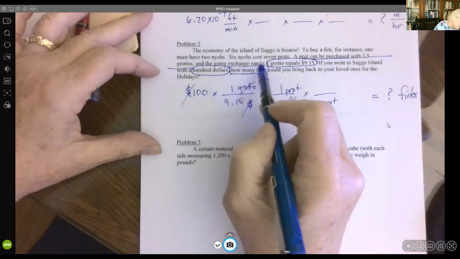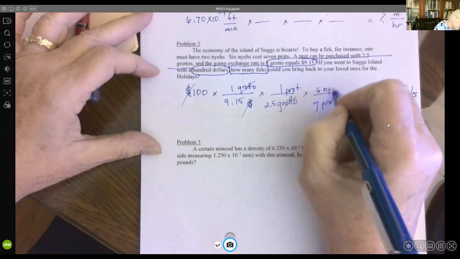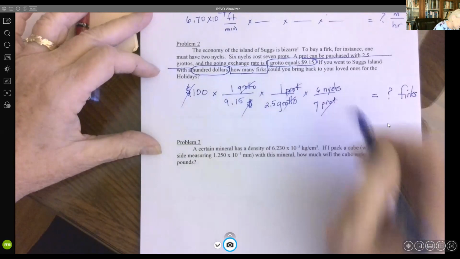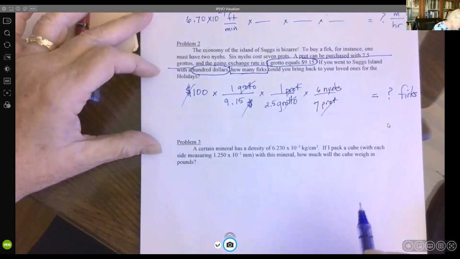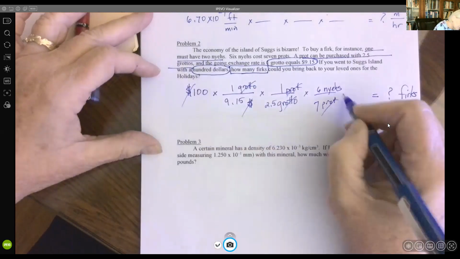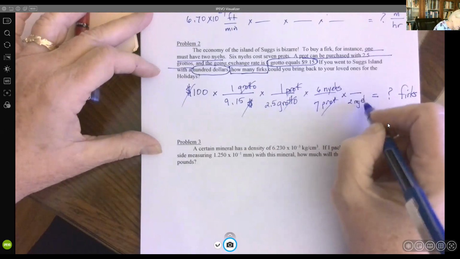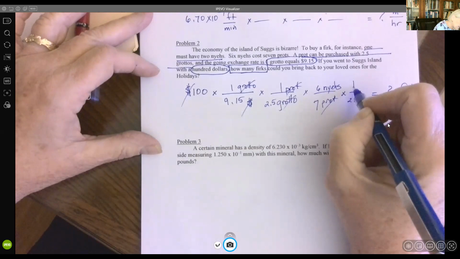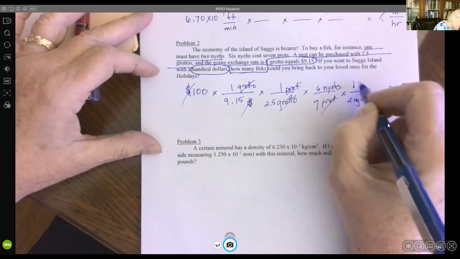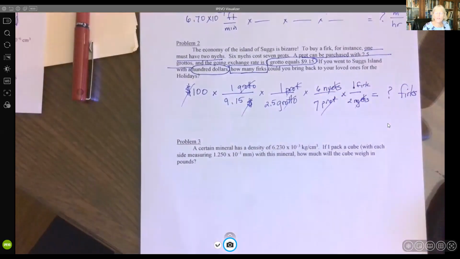6 nays cost 7 prots. 7 prots, 6 nays. I've gotten rid of prots and now I have nays. To buy a Ferk, one must have 2 nays. 2 nays is 1 Ferk. So now I have all of these numbers with the units crossed out, and I can calculate the number of Ferks.